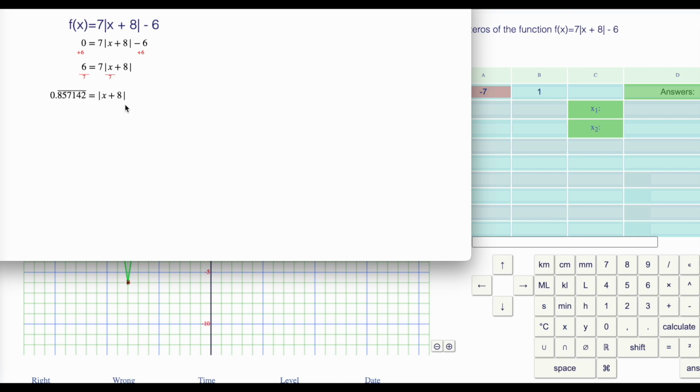Now I want to get rid of the absolute value bracket. But remember, when we do, it means that x plus 8 must be either the positive of this number or the negative of this number. We have to put a plus or minus in front of it for that reason. Plus or minus 0.857142, repeating, is equal to x plus 8.